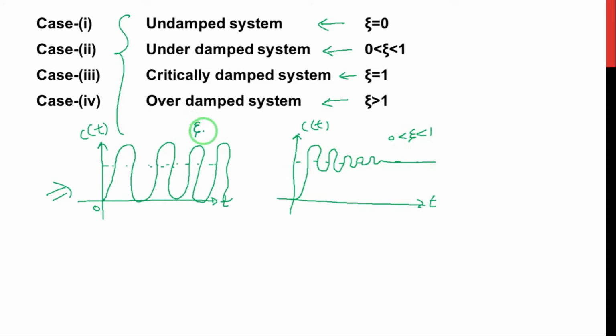Undamped system is at zeta is equal to 0. Now critically damped system. Critically damped system is like the previous one, that is the first order system. So if there is a step input, then it will reach the steady state value without any oscillations.